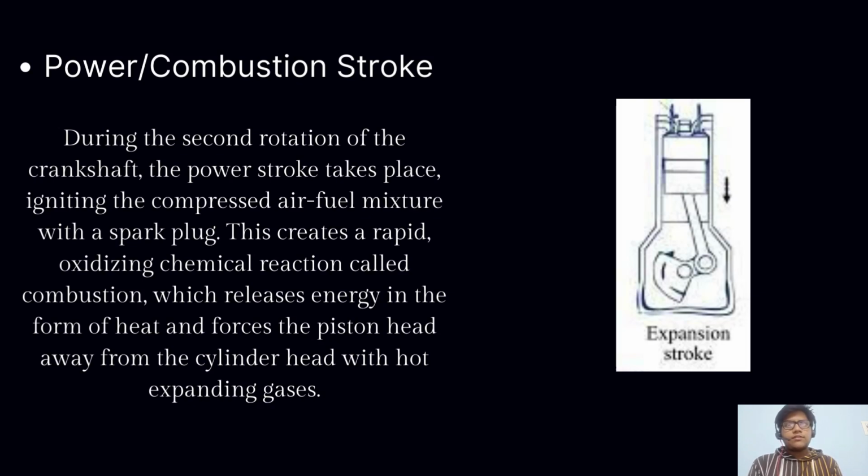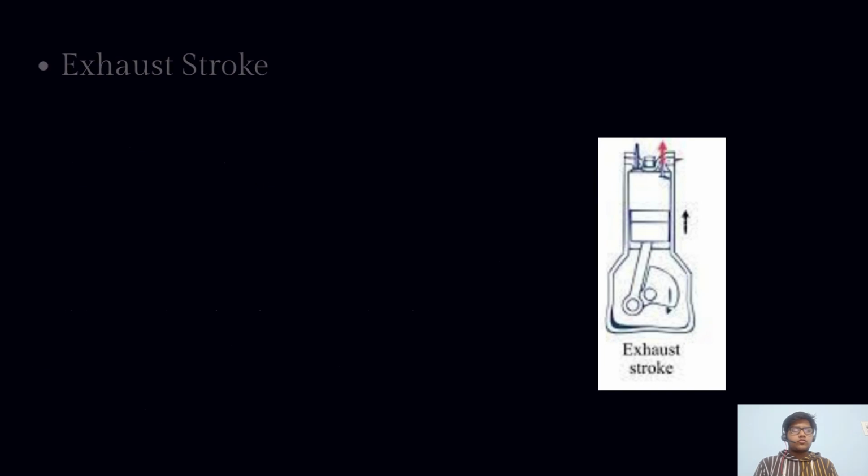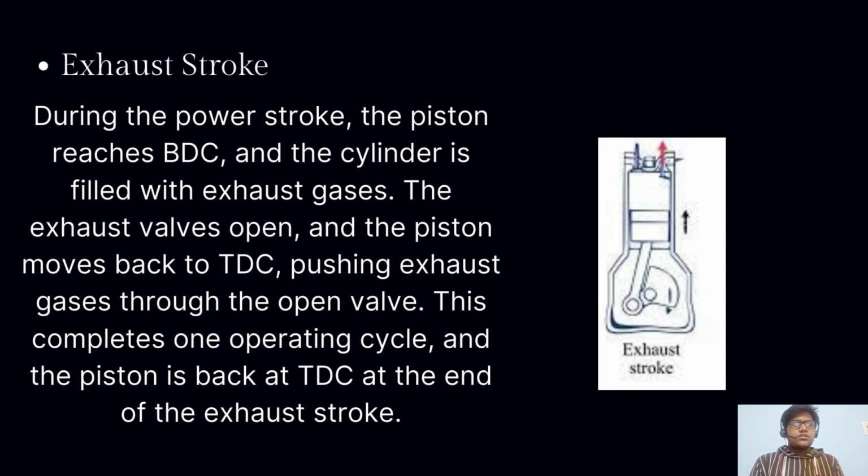Here we can see from the diagram that the piston is again at the TDC and it is going down towards the BDC. Here we have to note that both the inlet and outlet valves are closed and the crankshaft makes a rotation of 180 degrees. By adding the previous two strokes, the total angle made by the crankshaft is 540. Now let's understand the fourth and the last stroke of a four-stroke petrol engine, that is the exhaust stroke.